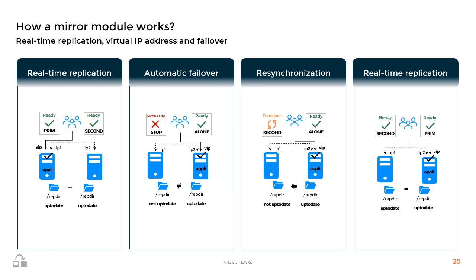At step 3, the mirror module is restarted on node 1, and node 1 resynchronizes its local folders from node 2. During this resynchronization, the state is second and the color is orange on node 1. The application continues its execution on node 2 in the alone state. At step 4, the data has been resynchronized, and we are in the second prim state, ready for a failover.